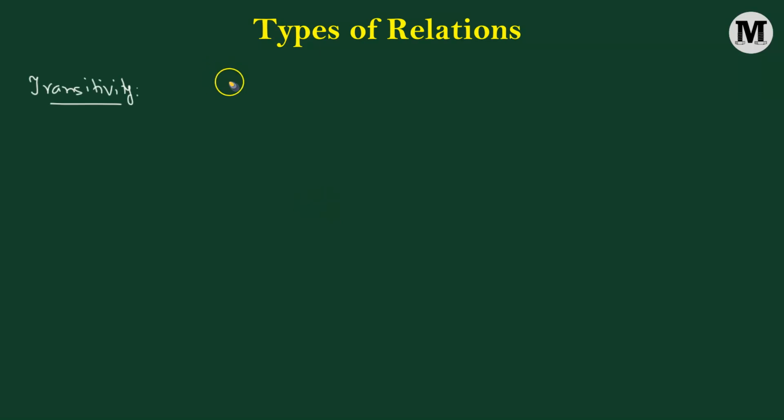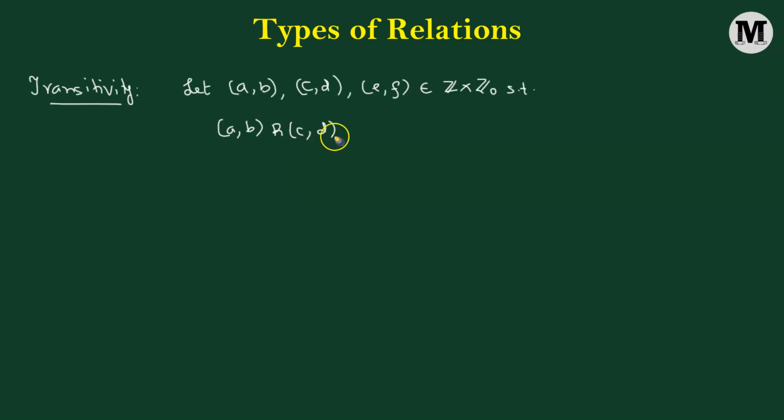In order to check for transitivity, we're going to consider three ordered pairs. Let A comma B be one ordered pair. The next ordered pair is going to be C comma D. And then we're going to consider one more ordered pair, E comma F. So let these three ordered pairs belong to the Cartesian product of Z with Z naught, such that the ordered pair A comma B is related to the ordered pair C comma D, and the ordered pair C comma D is related to the ordered pair E comma F.